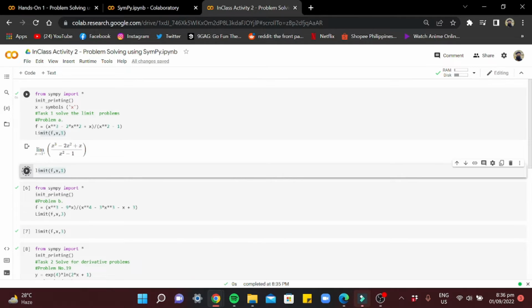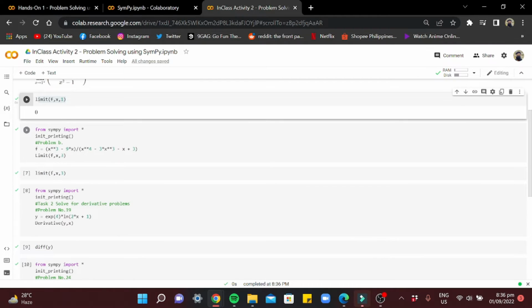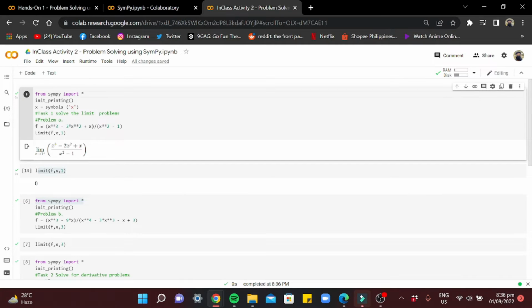So let's run this code. The limit is 0 as x approaches 1. That's the first problem, problem A plus 1. Note that you need this kind of input so that you can import the SymPy module: from sympy import asterisk, then init underscore printing.